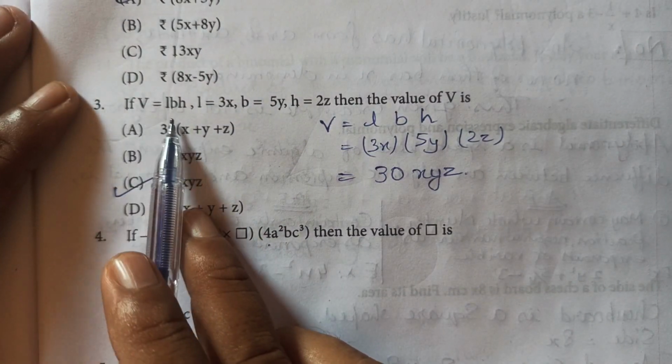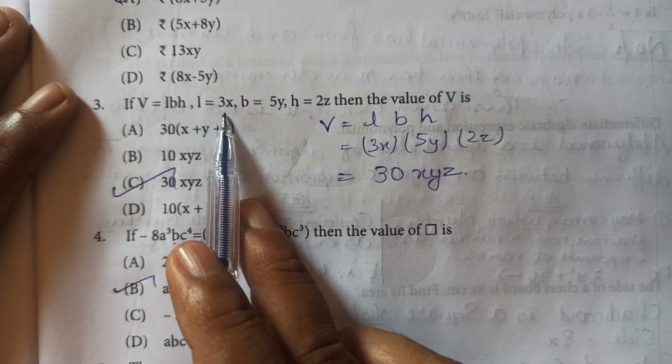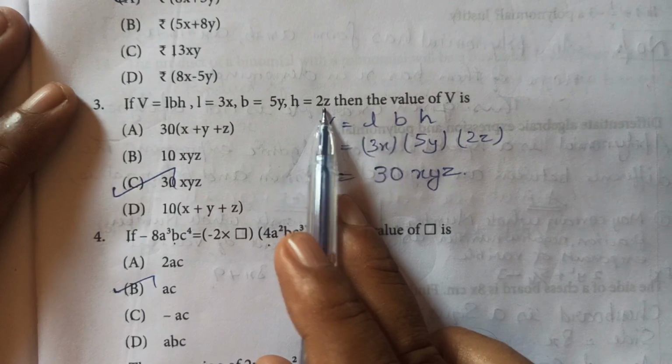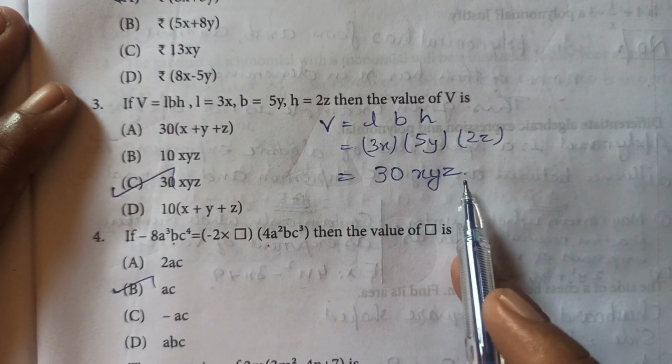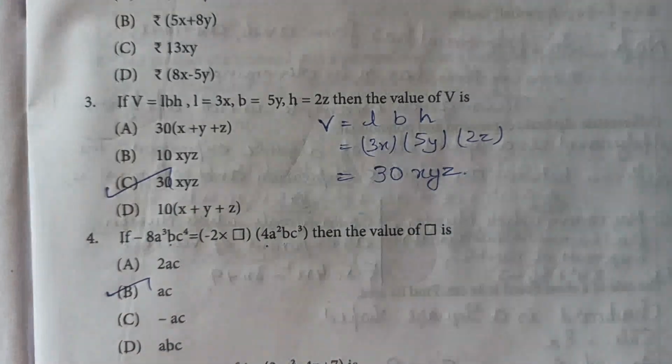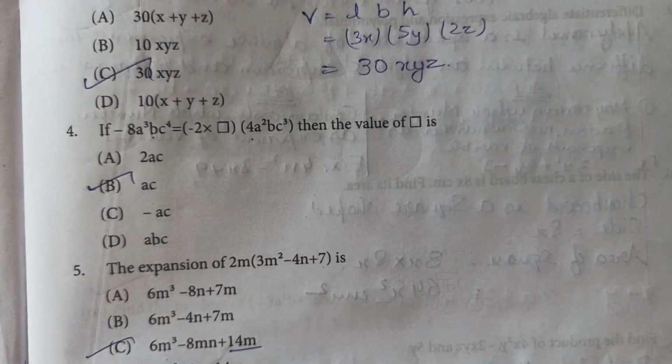Then volume equal to LBH, L is equal to 3x, B is equal to 5y, H is equal to 2z. So volume formula, as you know, L into B into H, just multiply the numbers. So it becomes 30xyz.